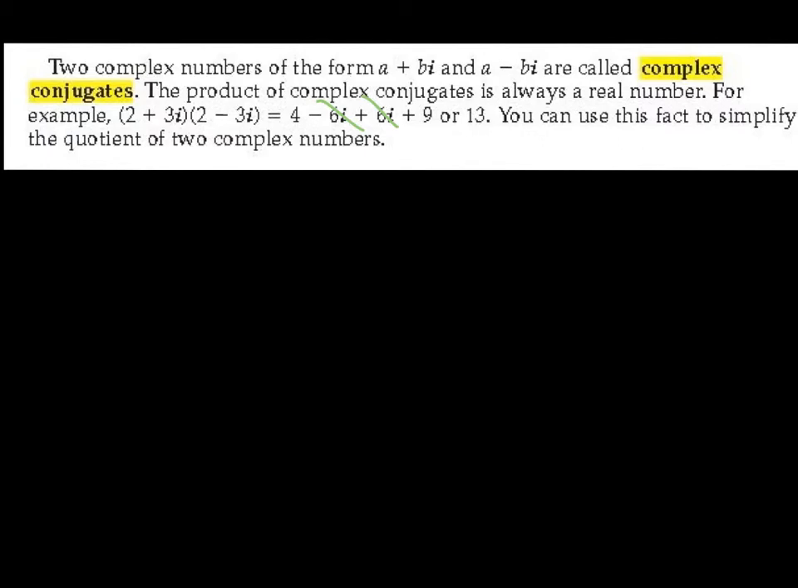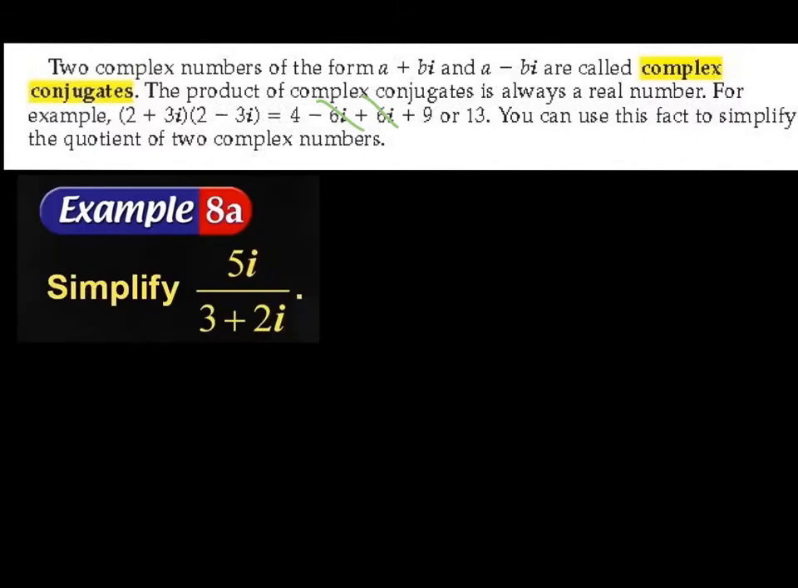You can use this fact to simplify the quotient of two complex numbers. So just like we got radicals out of the denominator, we're going to multiply by the conjugate of the denominator, which is 3 minus 2i over 3 minus 2i, and this works because anything divided by itself is 1, and when you multiply a number by 1, even if it's a weird looking number, it's still equal to what it was.